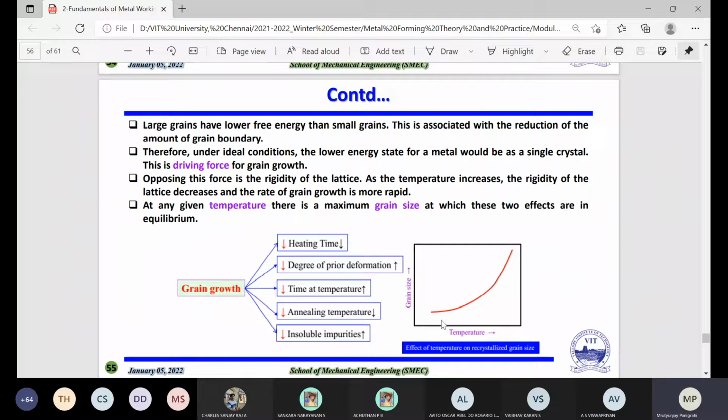If you see the graph, the x-axis is temperature and the y-axis is grain size. If you want to correlate the grain size with respect to the temperature, you can see here that initially the grain size will be less, but the moment your temperature is increasing, your grain size also increases step by step. So this is a basic diagram of the effect of temperature on the recrystallization grain size. These are some basic properties or parameters you will find.